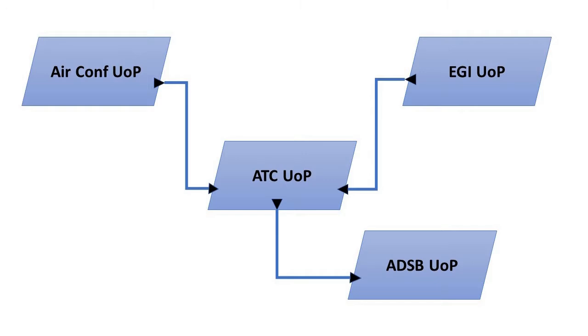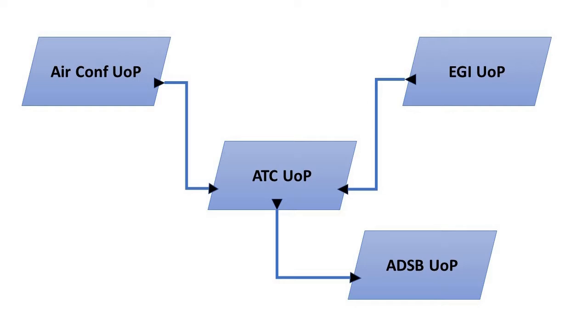There is also a portable component segment called the ATC Manager that combines the outputs of the EGI and the aircraft config into information for the ADSB component. The Transport Services segment routes messages between the UOPs.